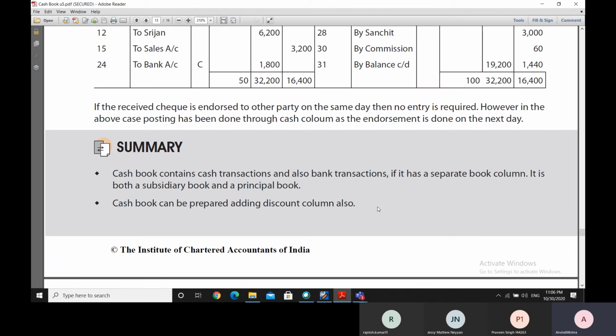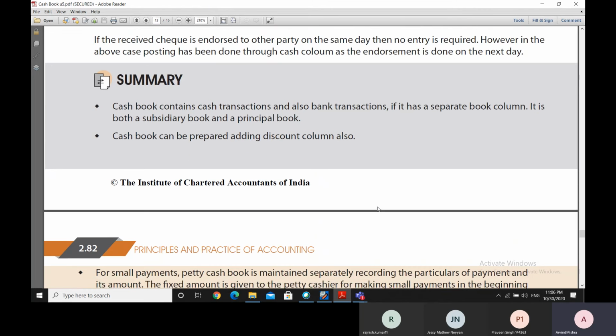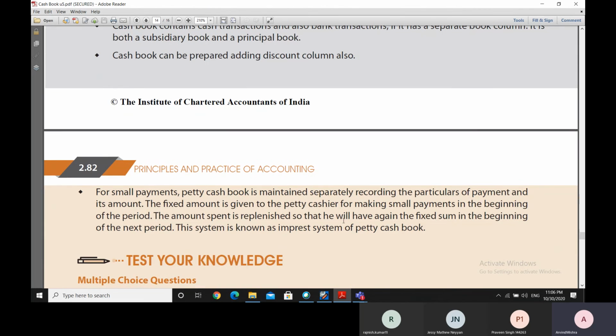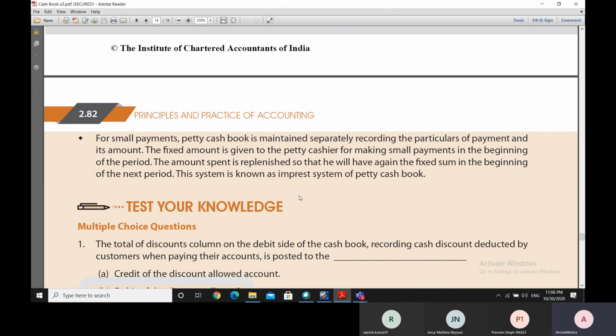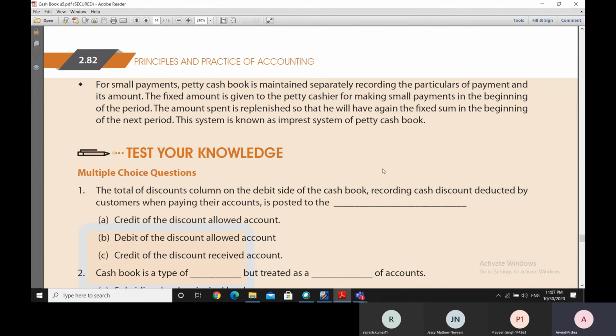Now we can also add a discount column in the cash book. And for small payments, a petty cash book is maintained and it is replenished after a certain fixed period.